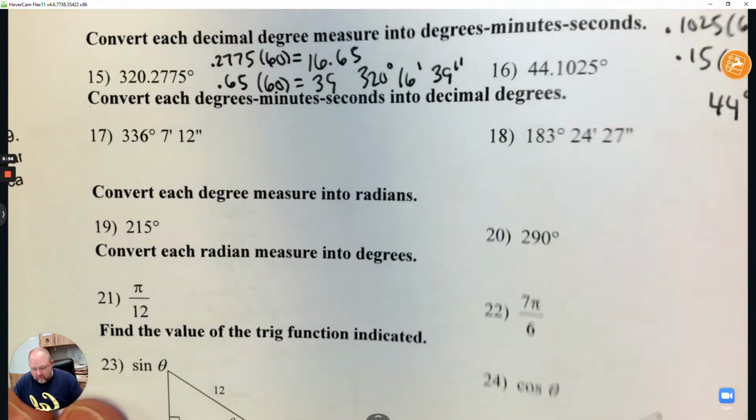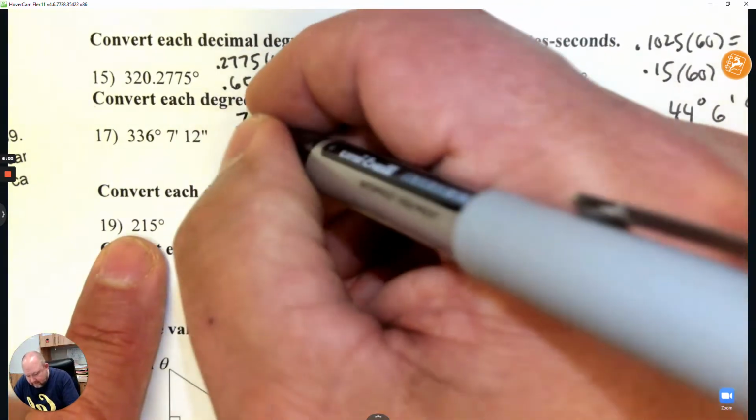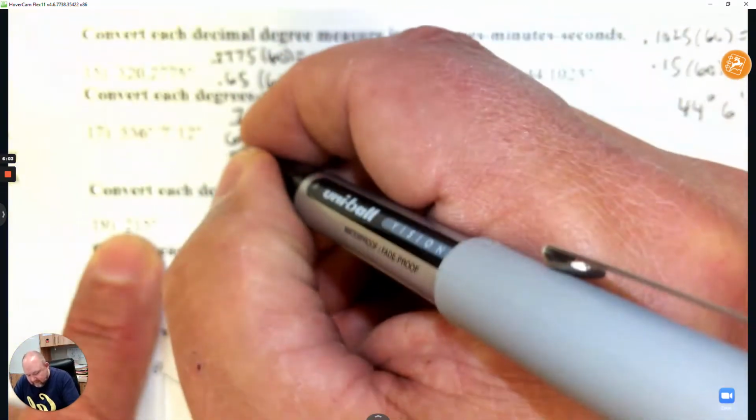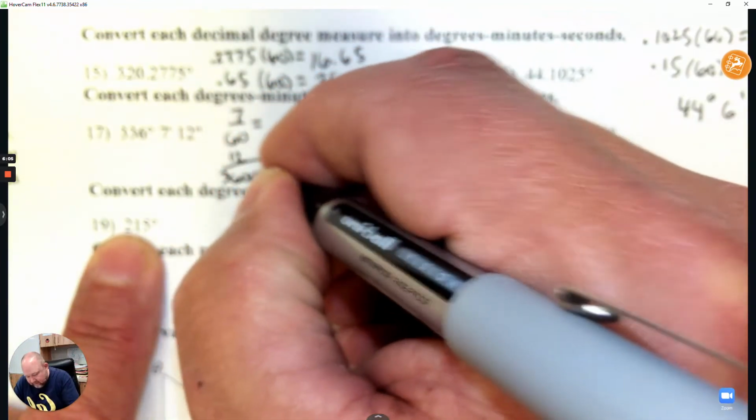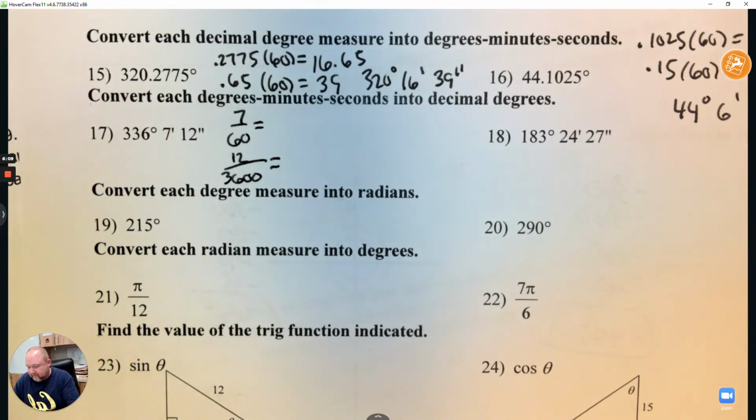How about the other direction? So I take the minutes and I divide it by 60. I take the seconds and I divide it by 3600. And then write down the decimal. So 7 divided by 60.